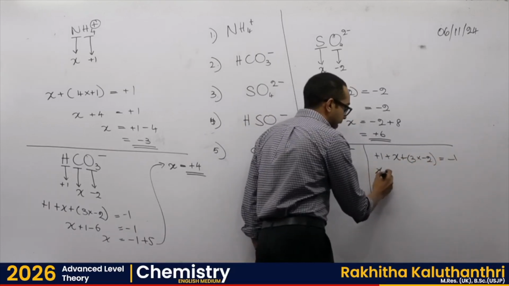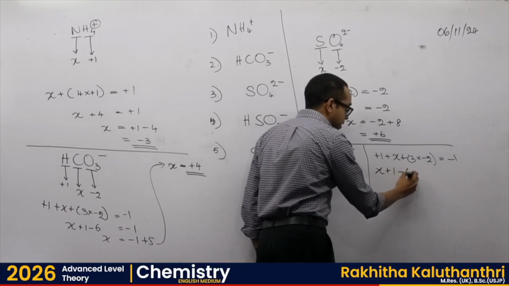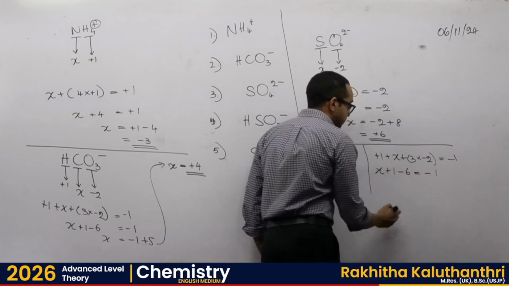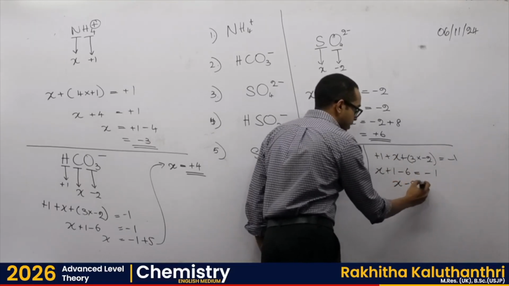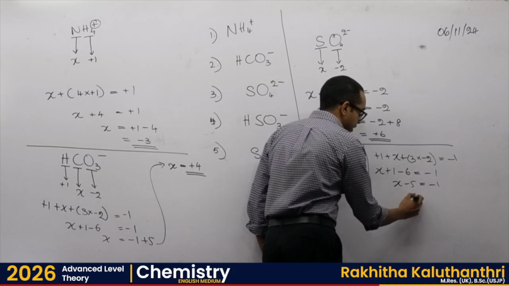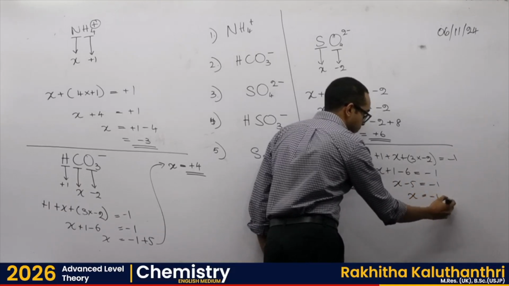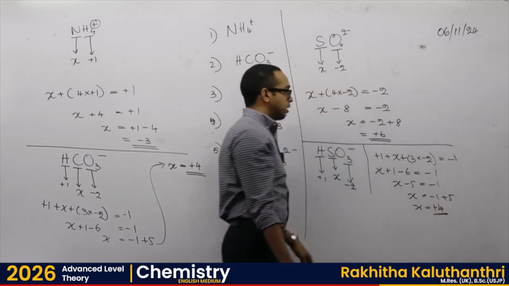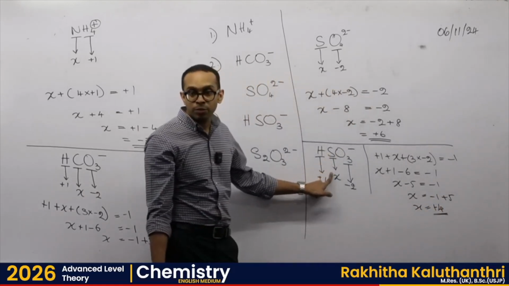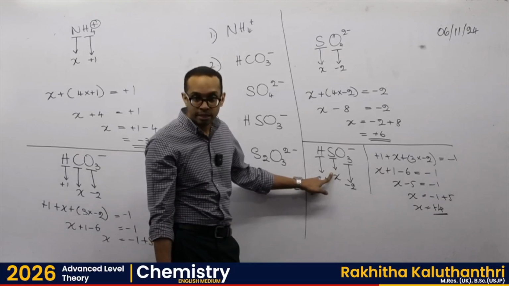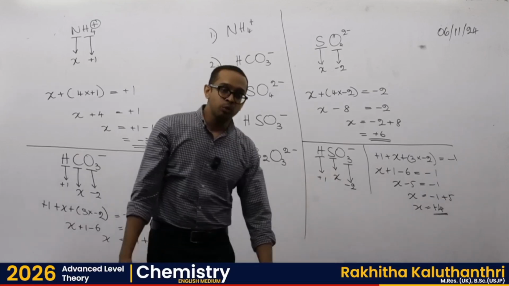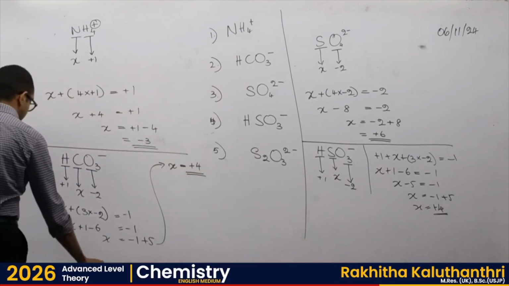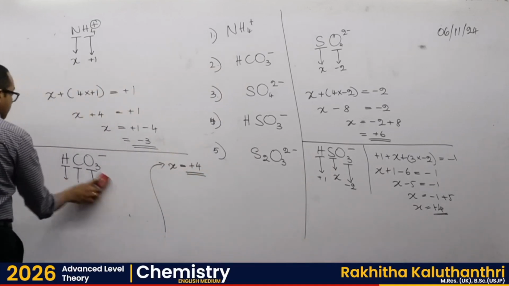So we have X plus 1 minus 6 is equal to -1 here. So X minus 5 is equal to -1. X is equal to -1 plus 5. That means X is basically in plus 4 oxidation state. Right? Sulfur over here is plus 4 oxidation state sulfur. Is that clear? Now we come to a bit of an important part, the last one, this one. So I will erase this part because I need the space. Right?